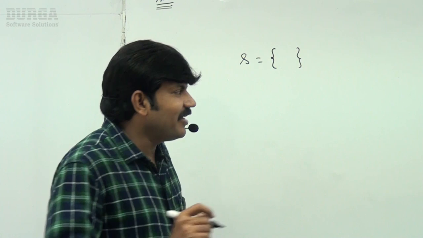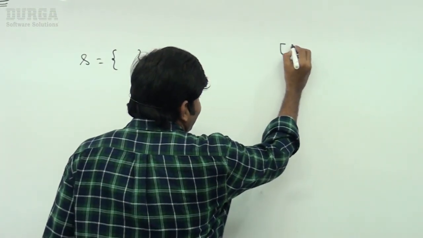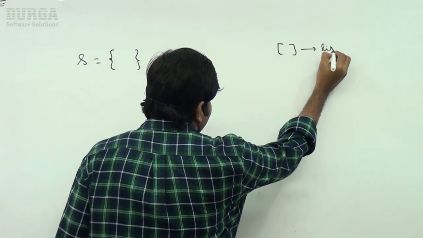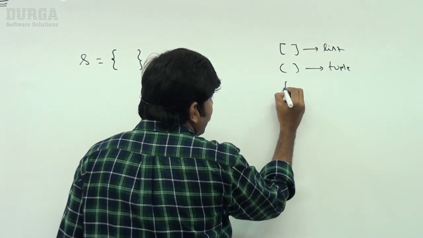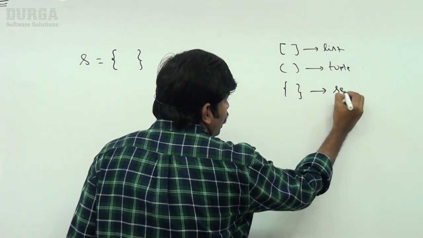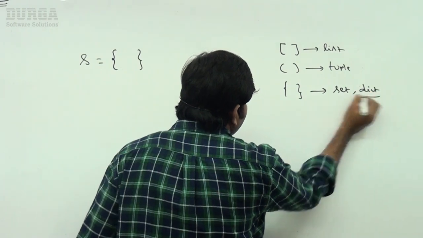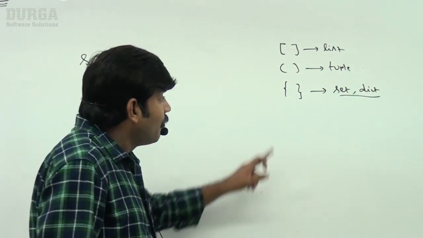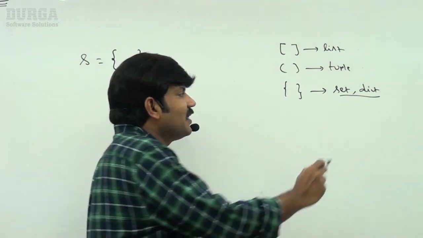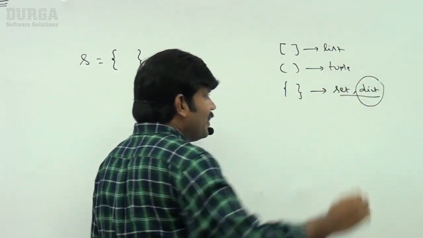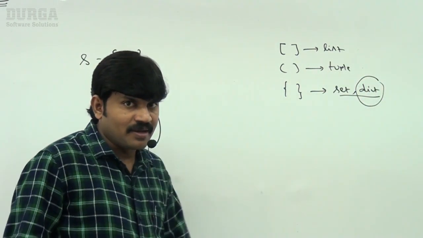Remember that. Somewhere we covered square brackets, this is for list concept. Parentheses, this is for tuple concept. Curly braces open and close are for set, and for dict also curly braces open and close. By default, curly brace open and close is a dictionary but not a set. Remember.